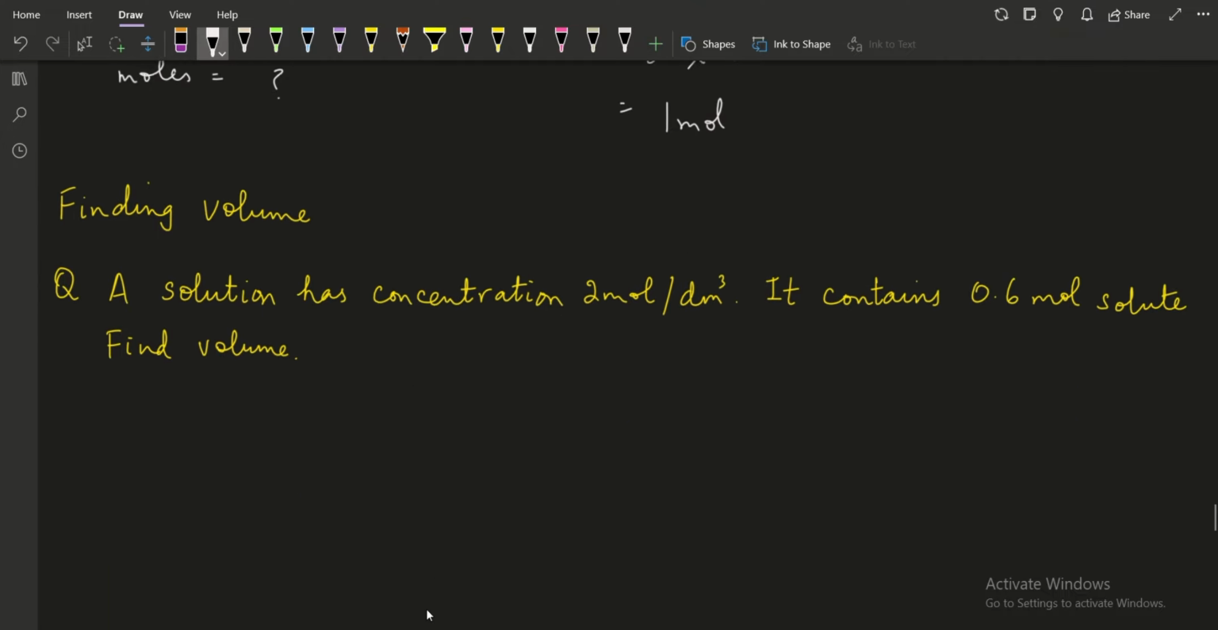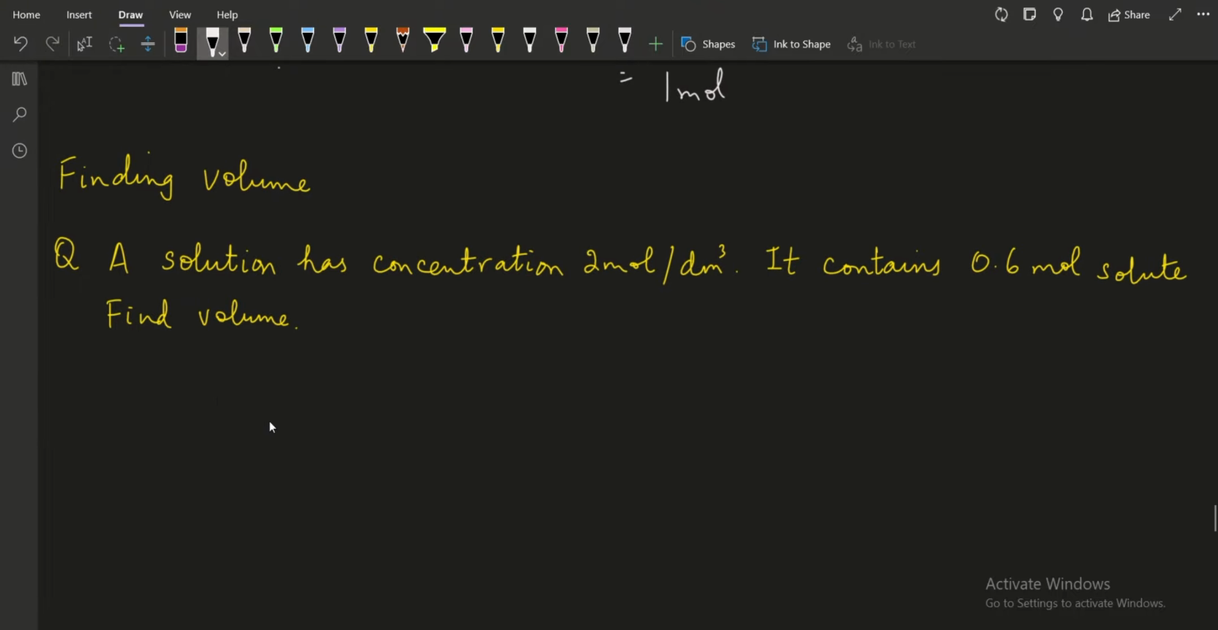Next question: we have to find out the volume of a solution that has a concentration of 2 moles per cubic decimeter. It contains 0.6 mole of solute. Find its volume. So here the concentration is 2 moles per cubic decimeter, and the number of moles is 0.6 mole, and we have to calculate the volume.